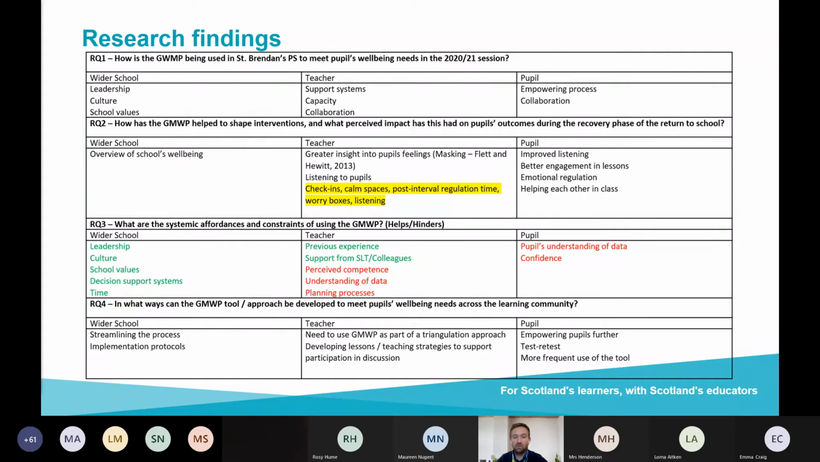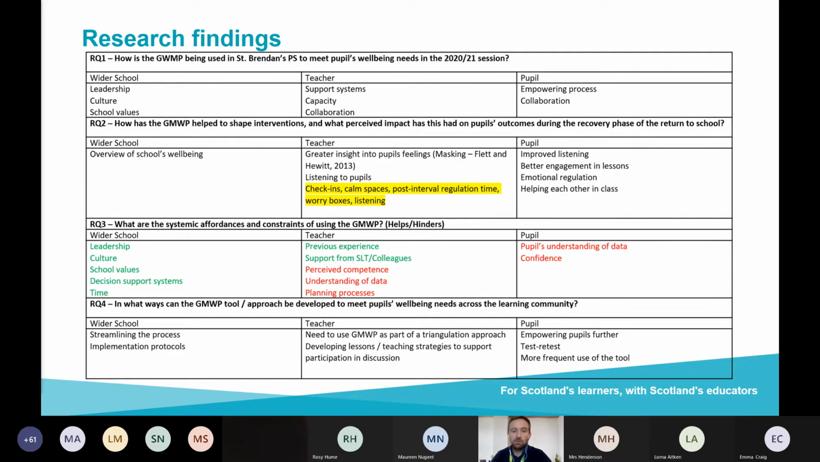And the other constraint was that from P1 to P7 is quite a developmental range. So what are the pupils' understanding of data? Can they access data in the same way? That was when staff started thinking about ways in which to adapt the presentation of the data so that they could engage pupils in discussion about what to do next.